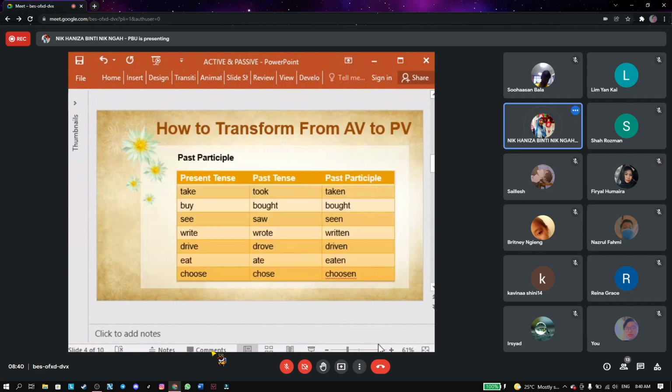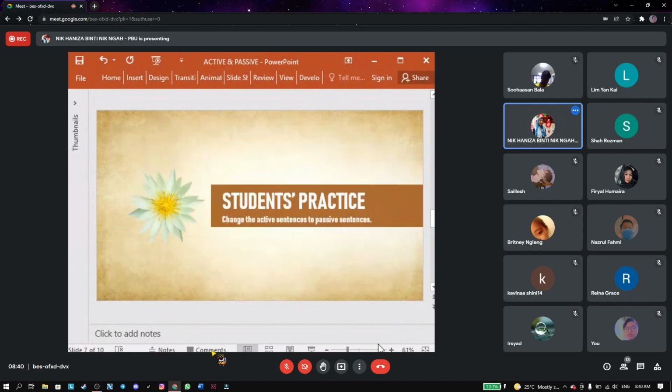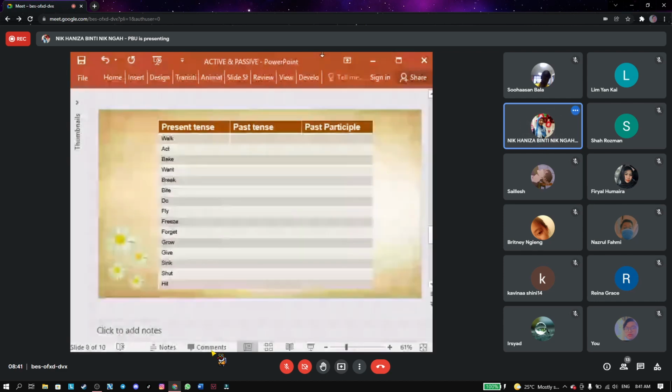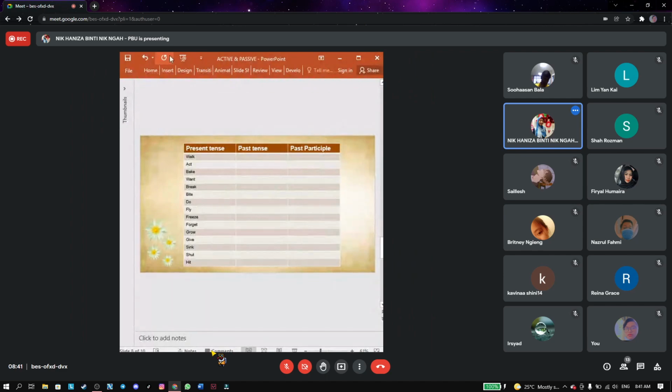Kat mana kita tadi? Practice, right? Okay, jom kita practice. Saya nak tengok, you have to change. Okay, this is the practice. You have to change the active sentences to passive sentences. Okay, before that, I want to know whether you can change the present tense to the past tense and to past participle. Let us try.